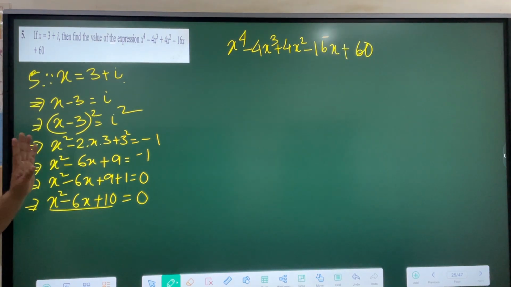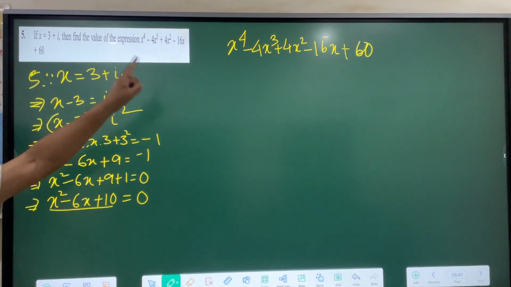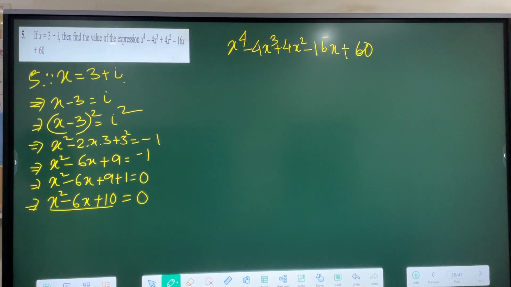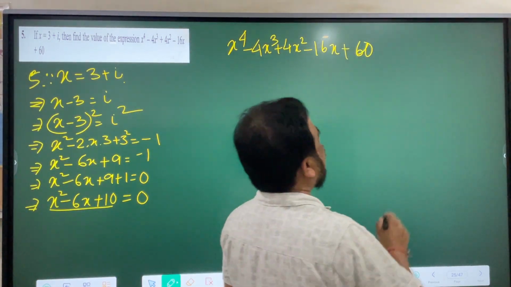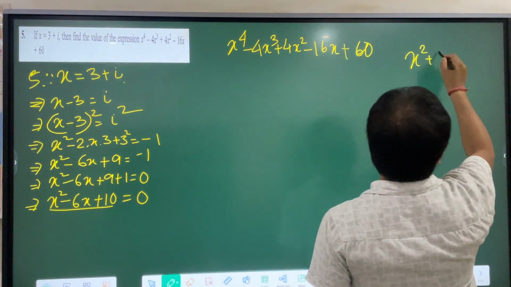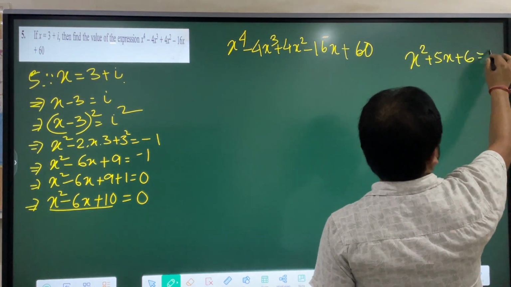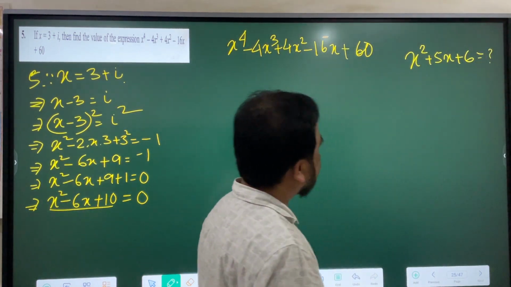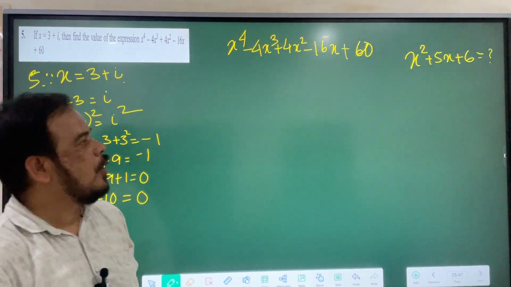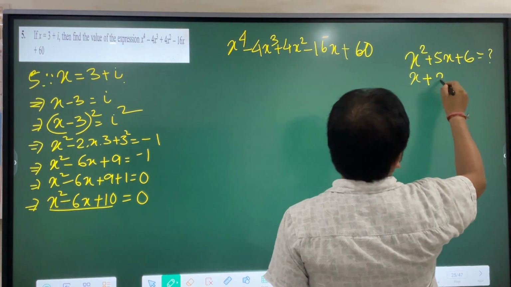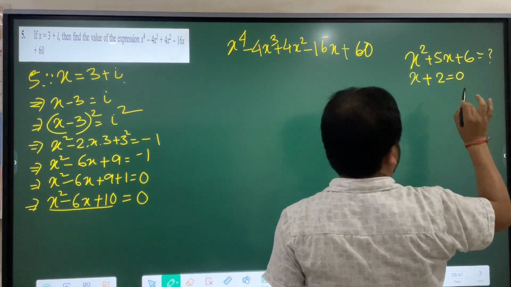Now the relation. We have to find out the value of this. So before I go to this sum, I will explain you something, then you can understand. We have got a term x square plus 5x plus 6. We don't know what it equals, but we know that x plus 2 equals 0.